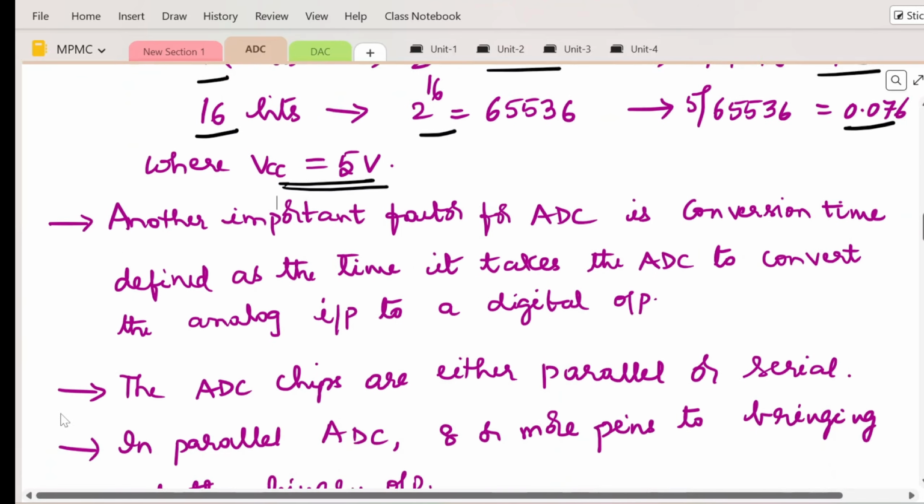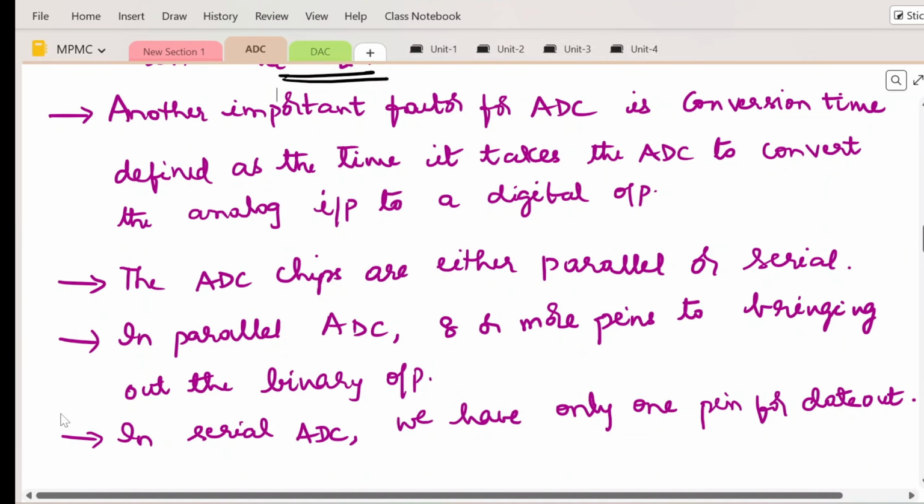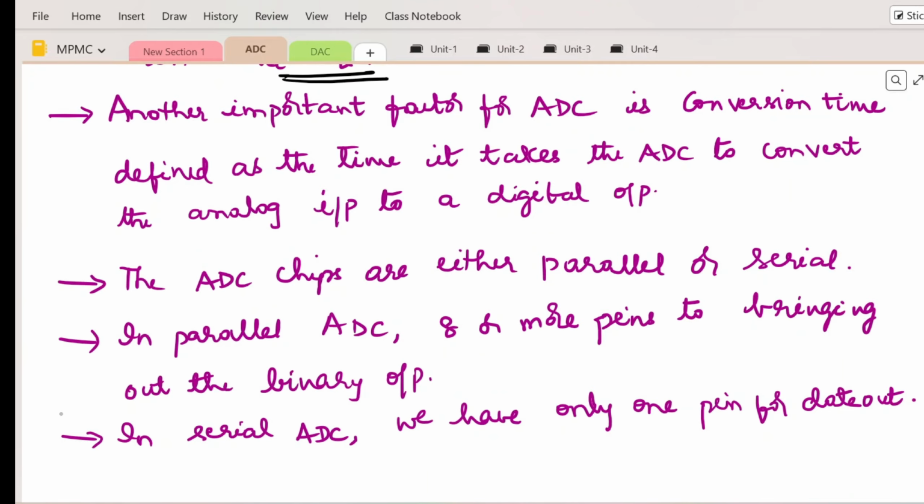Now, another important factor is the conversion time. Conversion time, the name itself indicates that it takes time to convert your analog input to digital output. That means conversion time is defined as the time taken by the ADC to convert your analog signal into digital signal.